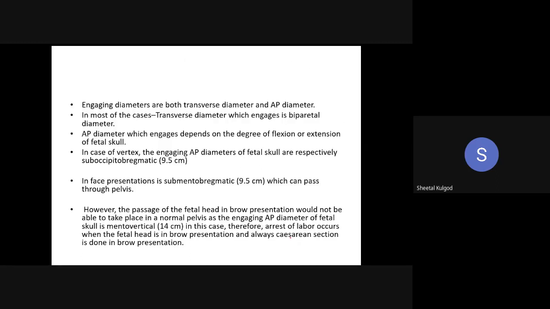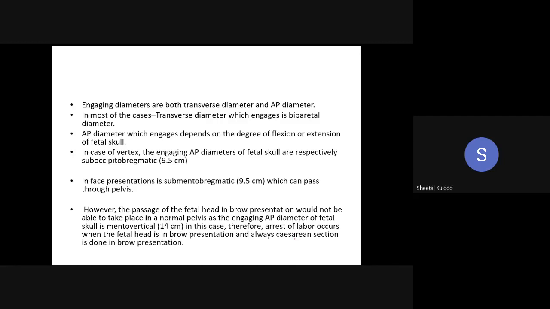Now, what you have to remember here are the engaging diameters. The definition of engagement, as you all know, is when the presenting part or the largest diameter of the fetal skull passes the pelvic brim or the pelvic inlet. That particular movement is called the engagement of the fetal head. Do you understand that? Whenever fetal engagement occurs, the two largest diameters of the fetal skull, the anterior posterior diameter as well as the transverse diameter, will have to pass through the pelvic brim.